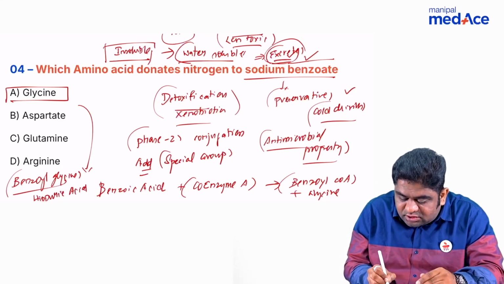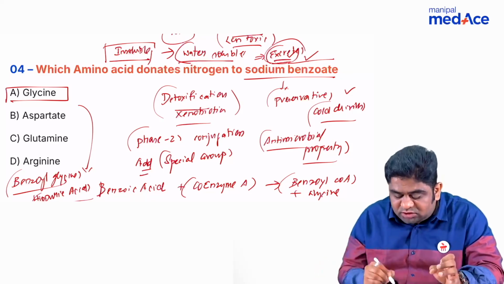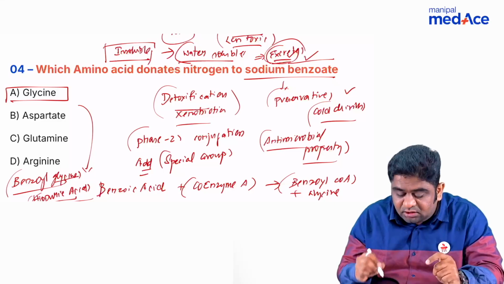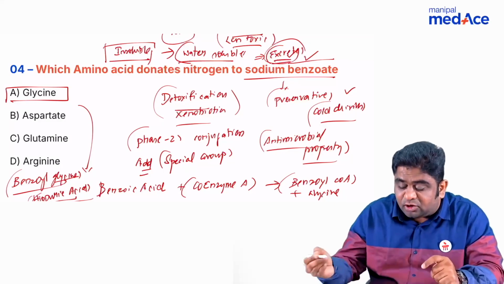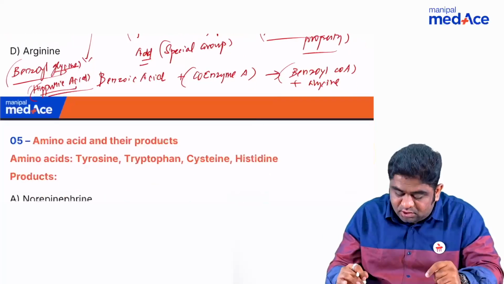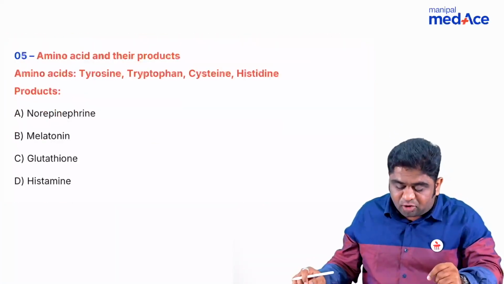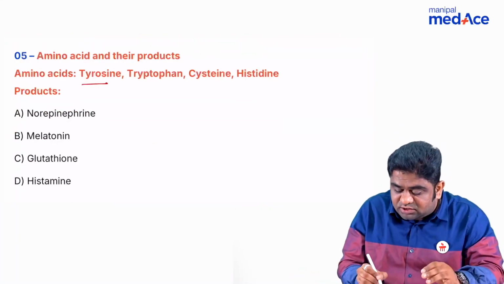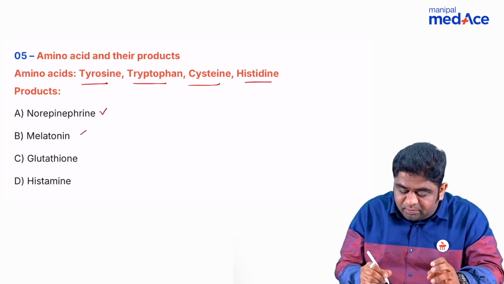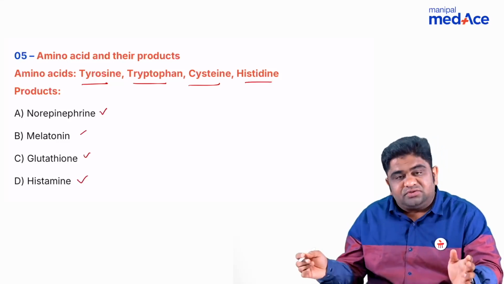So benzoic acid per se doesn't have a nitrogen, but once it becomes hippuric acid, the hippuric acid has the nitrogen that has come from glycine. So for this question, the amino acid who donates nitrogen to benzoic acid is glycine to form benzoyl glycine or hippuric acid. Okay, now look at this amino acid and the products. Amino acids given were tyrosine, tryptophan, cysteine, and histidine is what some students said, and the products given were norepinephrine, melatonin, glutathione, and histamine. So it's very simple.